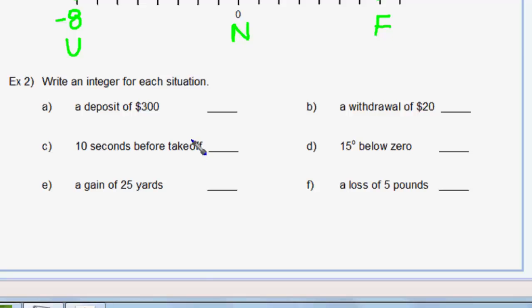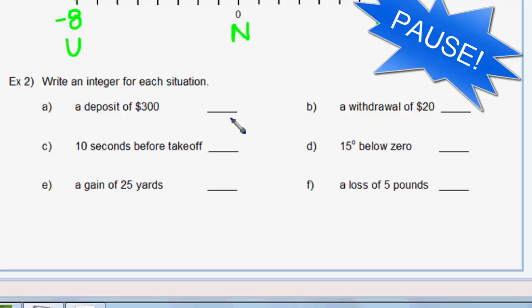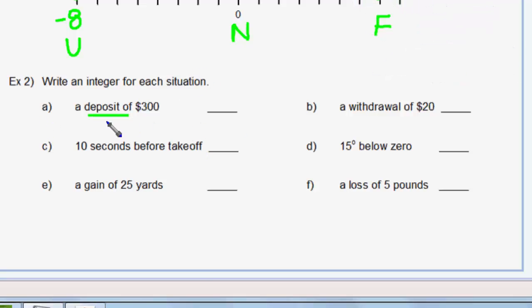Again, pause it if you want to try it on your own. So A says a deposit. A deposit would be when you are putting money into the bank, and that makes your bank account go up. So that means that this would be a positive 300. Okay, so go ahead and try B on your own.